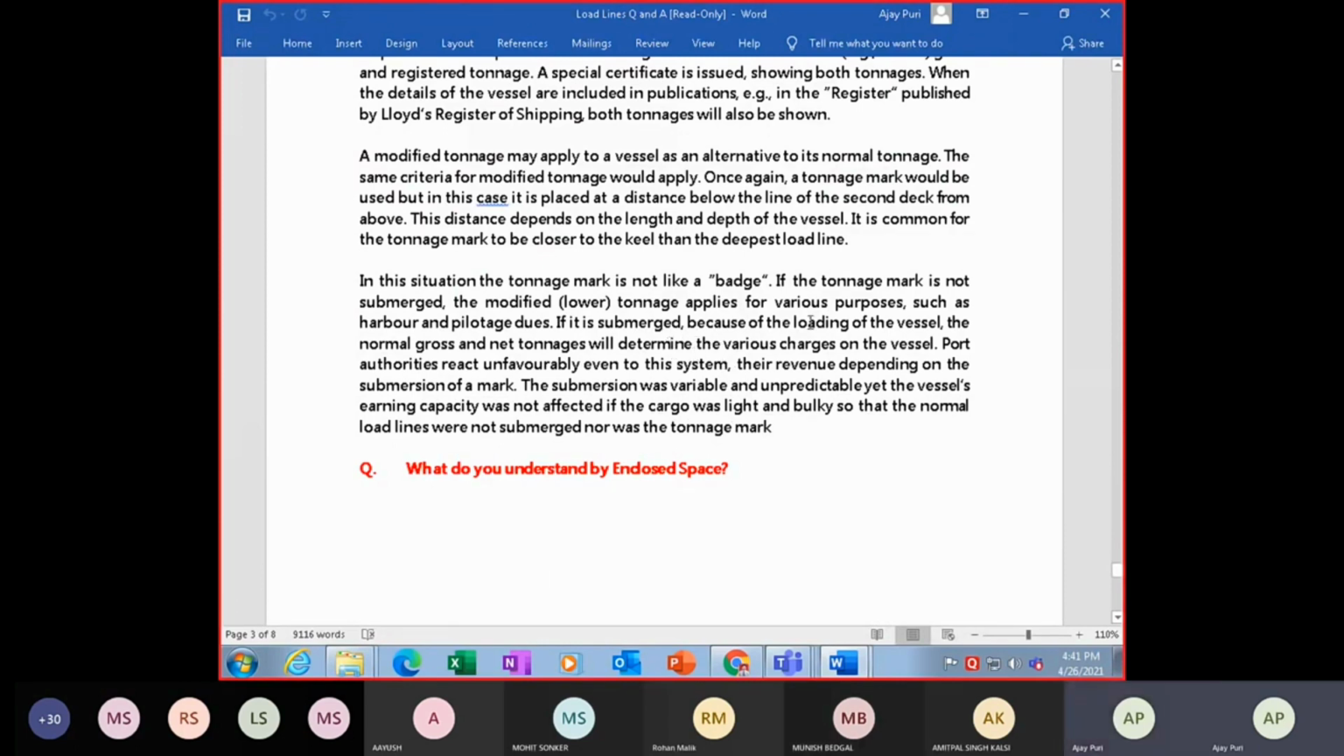So if it is submerged because of the loading of the vessel, the normal duties, normal gross and net tonnages will determine the various charges on the vessel. Port authorities reacted unfavorably to the system, as the revenue depended on the submersion of the mark. Submersion was variable and unpredictable, yet the vessel's earning capacity was not affected if the cargo was light and bulky. So normal load lines were not submerged, nor was the tonnage mark.